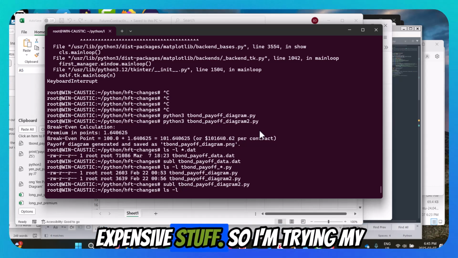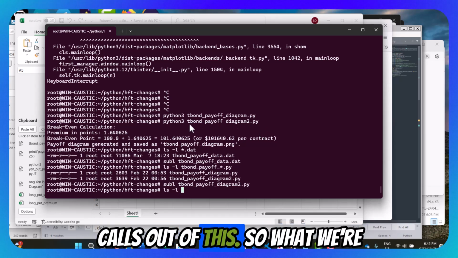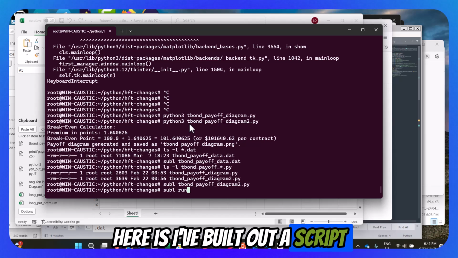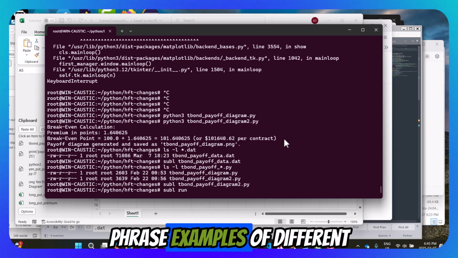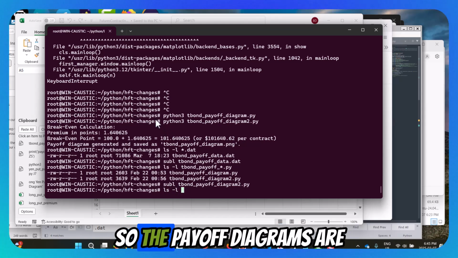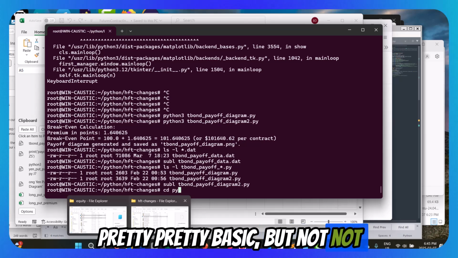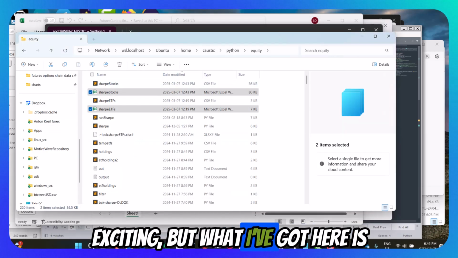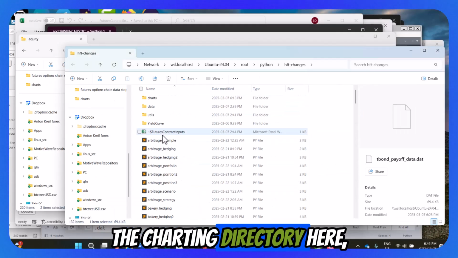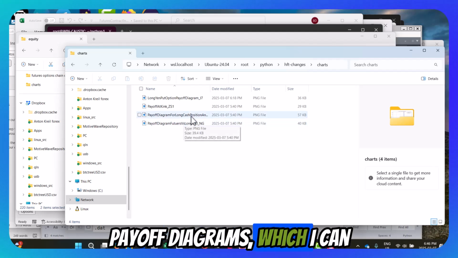this is very expensive stuff. So I'm trying my best to get it to the point where you can make some intelligent calls out of this. So what we're looking at here is I've built out a script that will run various examples of different payoff diagrams. So the payoff diagrams are pretty basic, but not exciting. But what I've got here is, if I go into my charting directory here, we've got 4 different types of payoff diagrams which I can show.